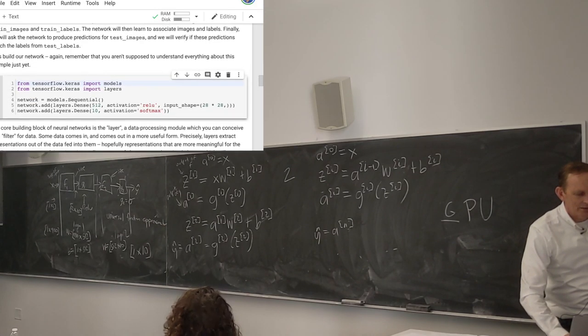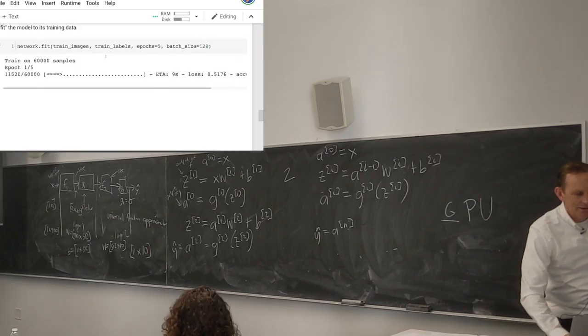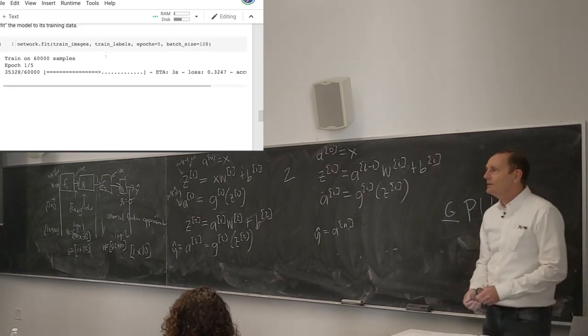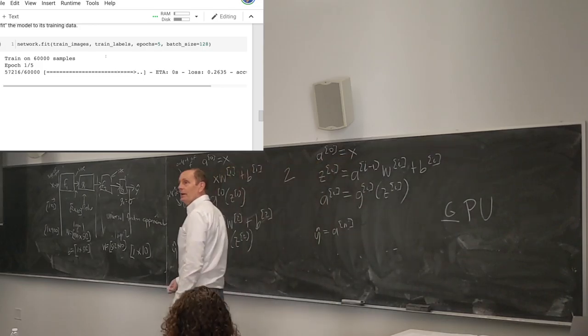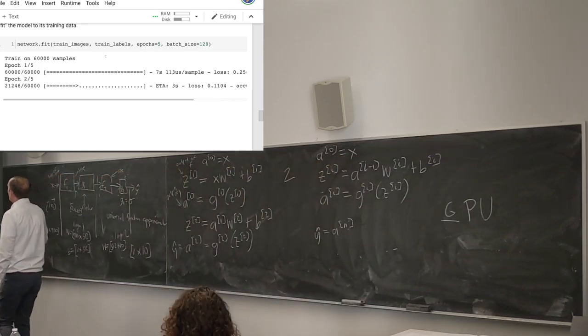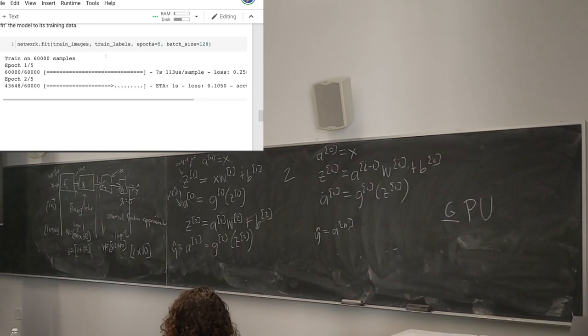So what's it doing? Well, now it's fitting. So how many epochs are we going to do? 5. We know what an epoch is, right? It's one run over all the training data. How big is our batch size? 128. That's our mini batch size, right? So we're going to take our 60,000 data points and do 128 at a time.